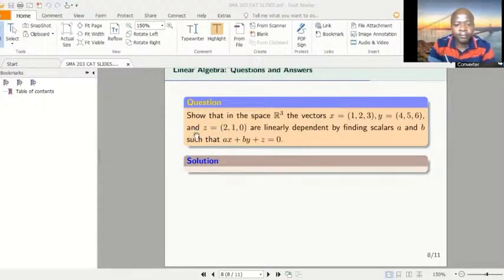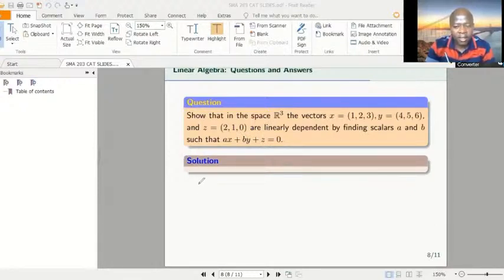Here is the question: show that in the space R3, the vectors x, y, and z are linearly dependent by finding the scalars A, B such that ax plus by plus z is 0. And this is a very important question. As you will see how I'll tackle it towards the end, you'll see how important this question is.